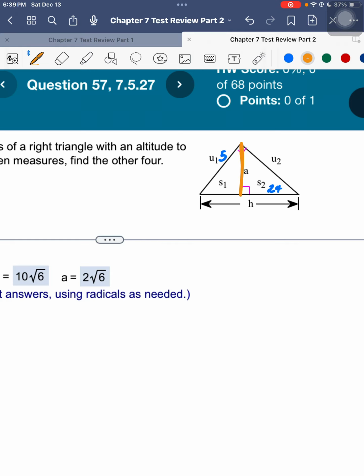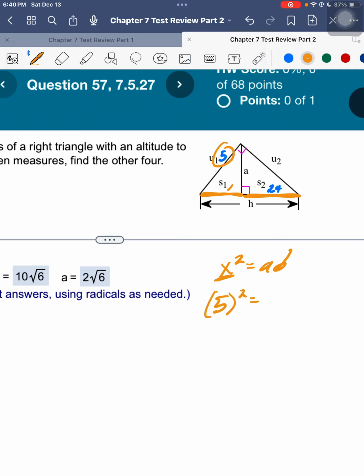I can't use A to solve it because I don't have the value of A. I can't use U2, but I can use U1 because it's 5. And this U1 is on the leg. So that means 5 gets put into this X. So 5 squared equals, when my geometric mean is on the leg, my A is my whole hypotenuse. So it's going to be 24 plus S1.